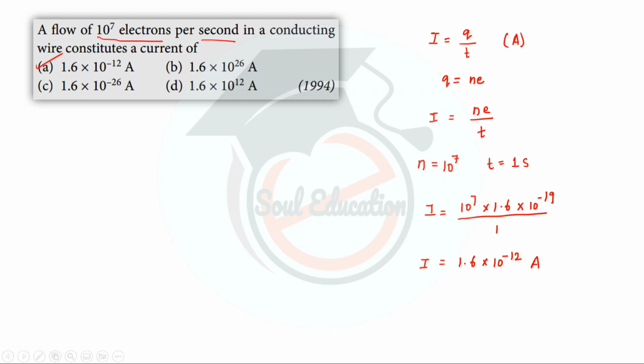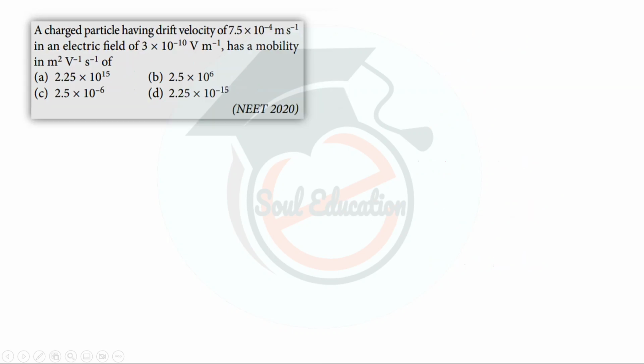Okay, simple problem. Right. Now, the next problem: a charged particle having drift velocity of 7.5 into 10 to the power of minus 4 meter per second in an electric field of 3 into 10 to the power of minus 10 volt per meter has a mobility in meter square per volt per second.